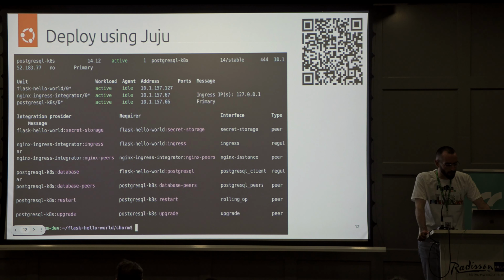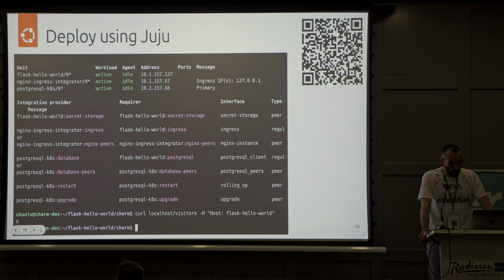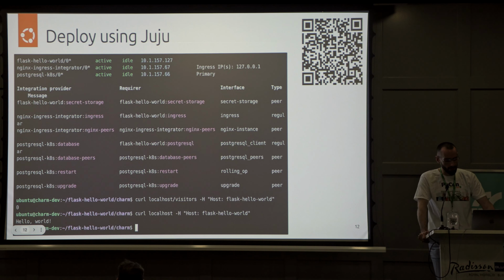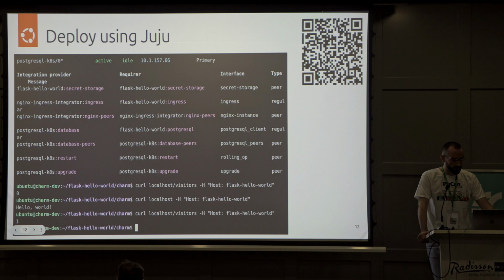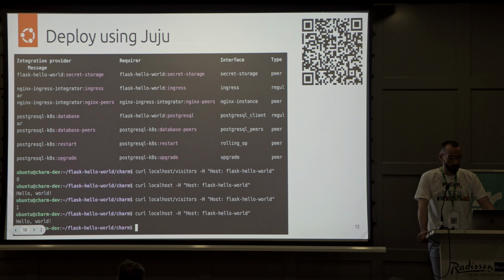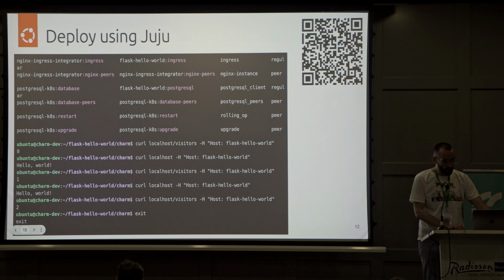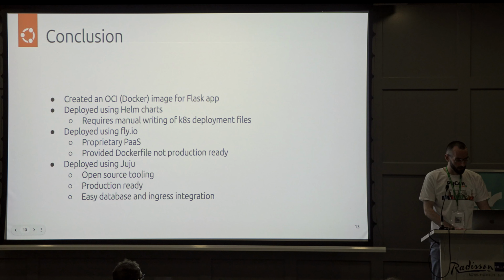And then we can see a final one here where everything is active and idle, and we have established all the relations that we need. Now we're ready to send a request to the root. Well, first to the visitor's endpoint just to demonstrate that it's returning 0. Then we send a request to the root endpoint, and we again get hello world. Then we check that the visitor has been incremented. If we send another request to the root endpoint, we get another increment of the number of visitors.